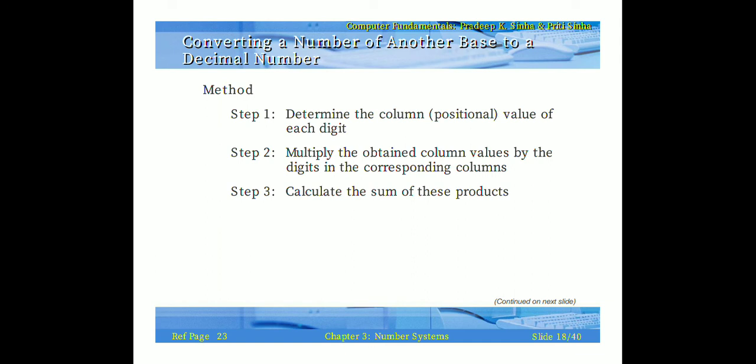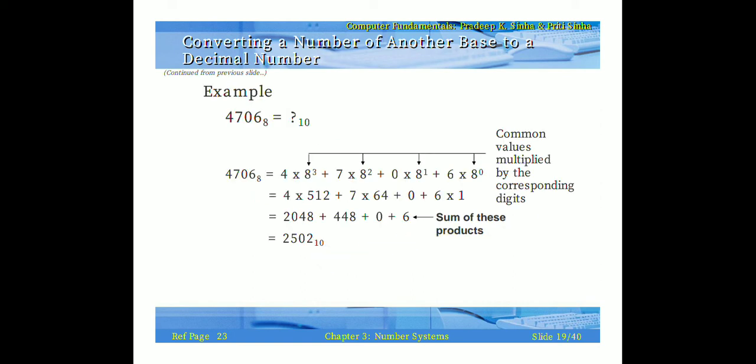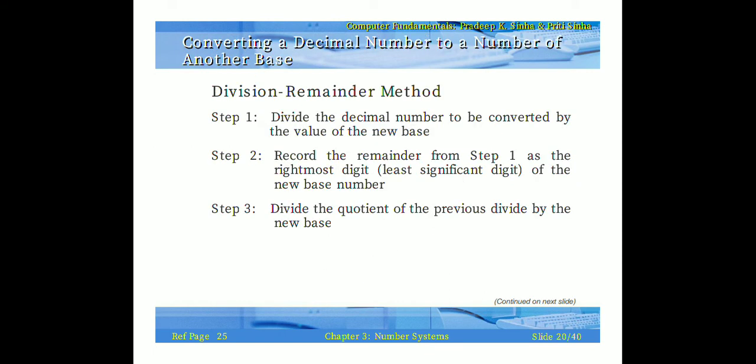Okay. So, converting a number system of another base to decimal, you can convert any number system to another number system. Say here 4706 of octal is equal to how much in decimal? Very simple: 6 into 8 raised to 0, 0 into 8 raised to 1, 7 into 8 raised to 2, 4 into 8 raised to 3. Then calculate that: 2048 plus 448 plus 0 plus 6, the sum of these products, is 2502 in decimal. It's final. Okay.